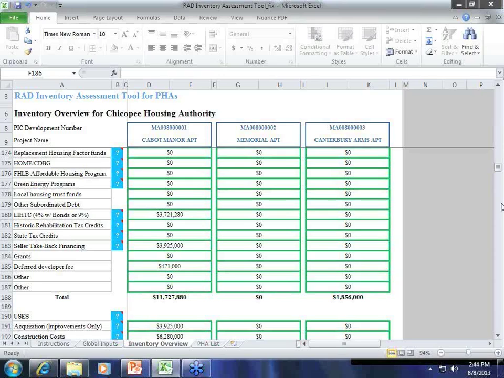So it should not be difficult at all to get 4% credits. It's really almost non-competitive because there's so much excess private activity bond cap available. So unlike the 9% credits, the 4% are much more readily accessible.